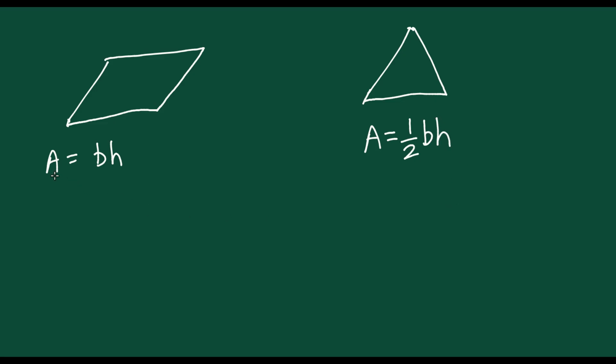If a parallelogram's area is base times height, and a triangle's area is half base times height, they're very similar, right? The only difference is the half. Now, why is this half here? Think of it like this visually, okay? Imagine that this triangle fits perfectly inside this parallelogram. Imagine that, okay?